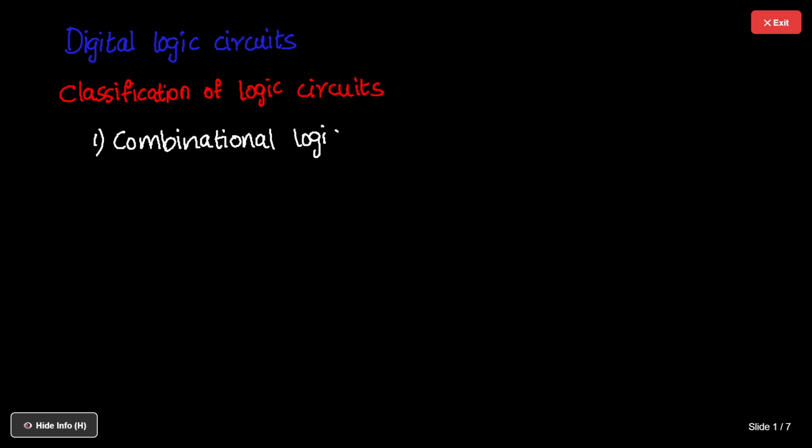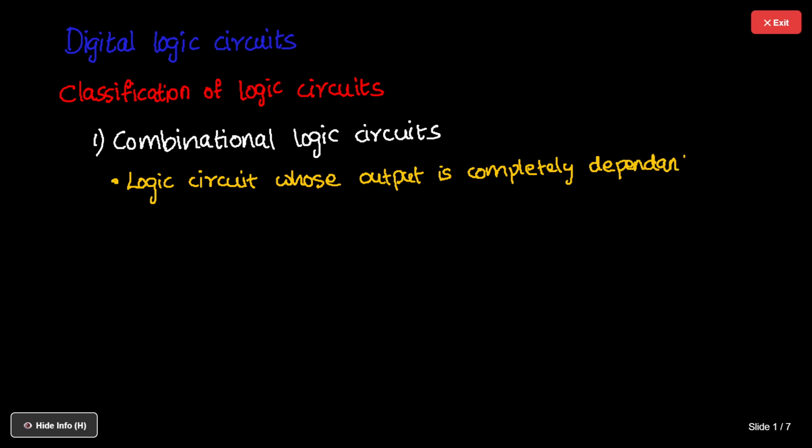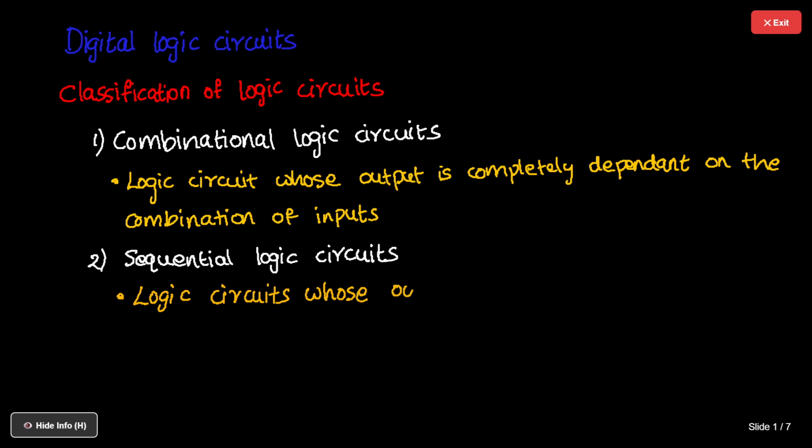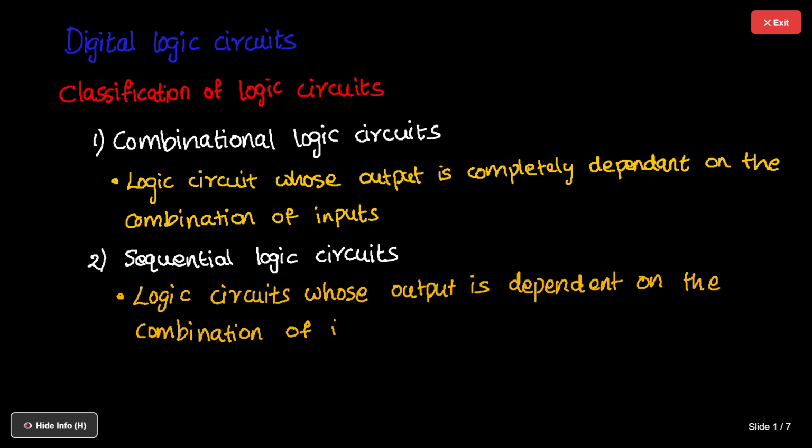Logic circuits. Classification of logic circuits. There are two types of logic circuits: 1. Combinational. 2. Sequential. Logic circuits whose output is completely dependent on the combination of inputs are called combinational logic circuits. Logic circuits whose output is dependent on the combination of inputs and the past state of the circuit are called sequential logic circuits.